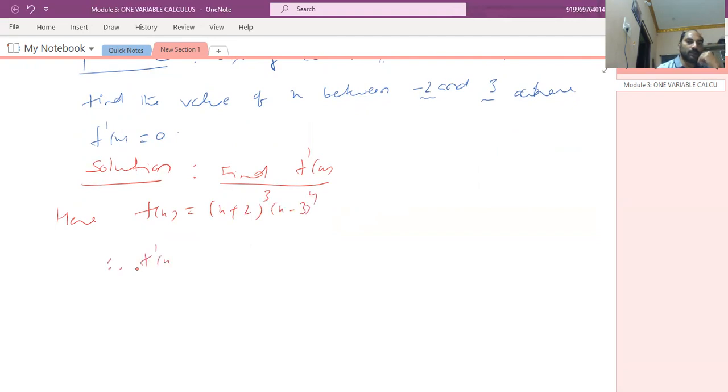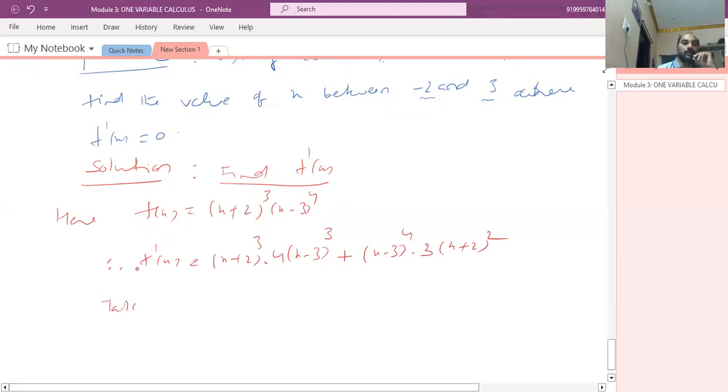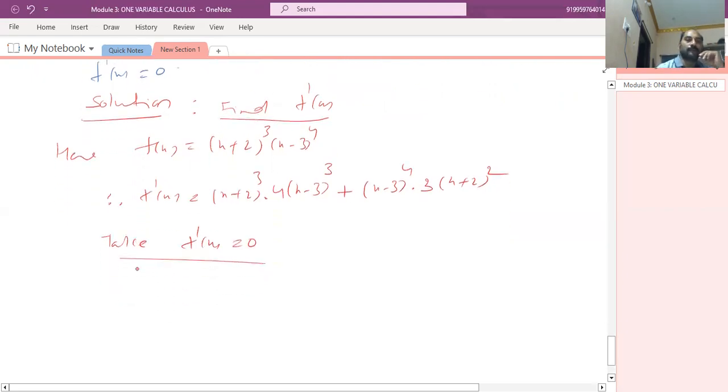Therefore, f dash x equal to u into v: first function into derivative of second function, which is 4 times (x minus 3) whole power 3, plus second function (x minus 3) whole power 4 into derivative of first function, 3 times (x plus 2) square. This is the derivative. Next step is take f dash x equal to 0, simplify the expression and find the x value.